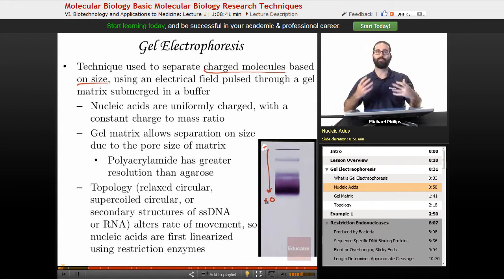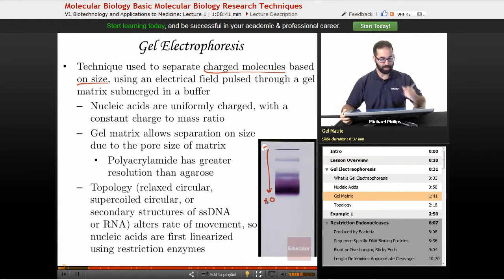But if we want to do gel electrophoresis on, let's say, proteins, which have a heterogeneous charge, you would have to coat them in a negatively charged dye so that they continue based solely on size.